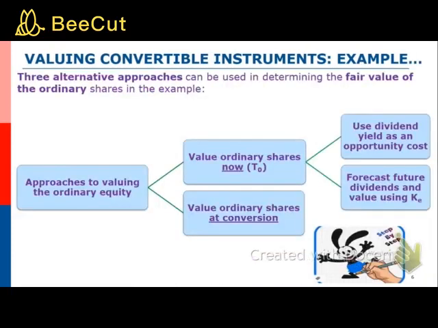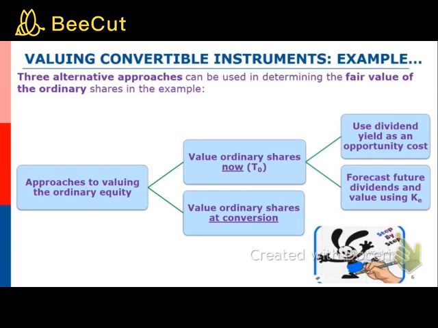Now, there are three approaches that we can take to valuing, in other words, to determine the fair value of the equity portion of a compound instrument. In the decision tree below, that tree diagram, I've set out the first two approaches, and in fact, the first one becomes two, as you will see just now.